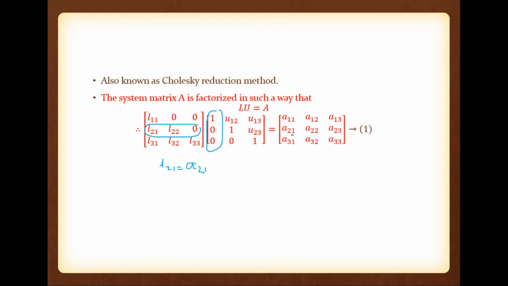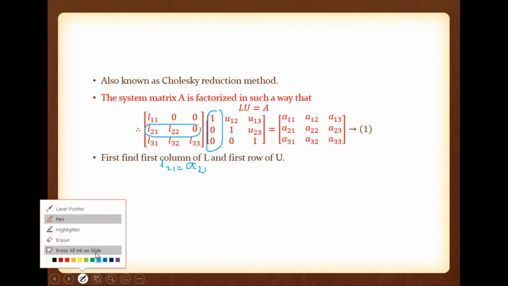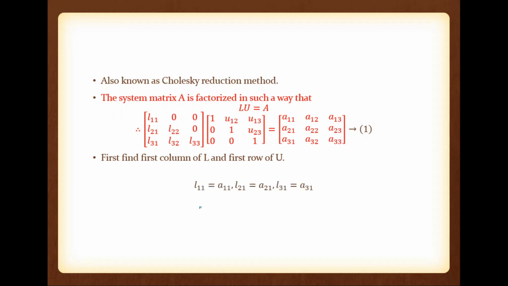Then A31. A31 is the third row of L into the first column of U. If you do that, L31 is equal to A31. So please note, after traveling through this first column, we have L11 equal to A11, L21 equal to A21, and L31 equal to A31. Is it okay?